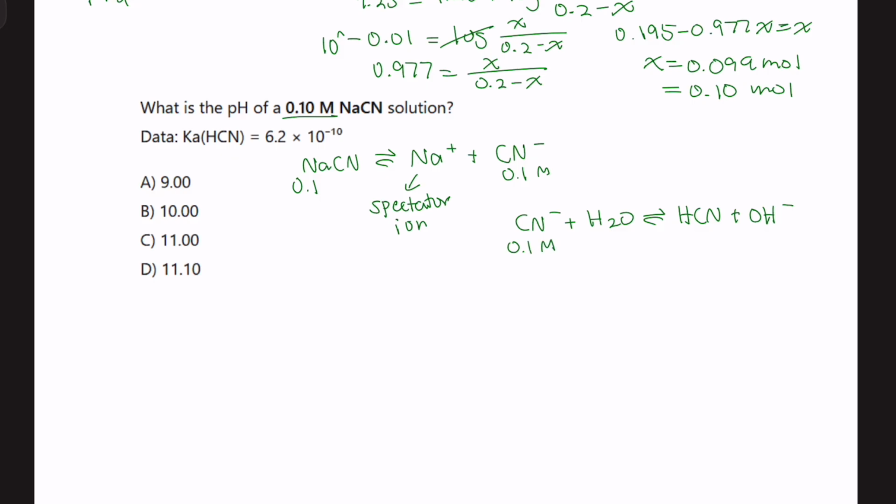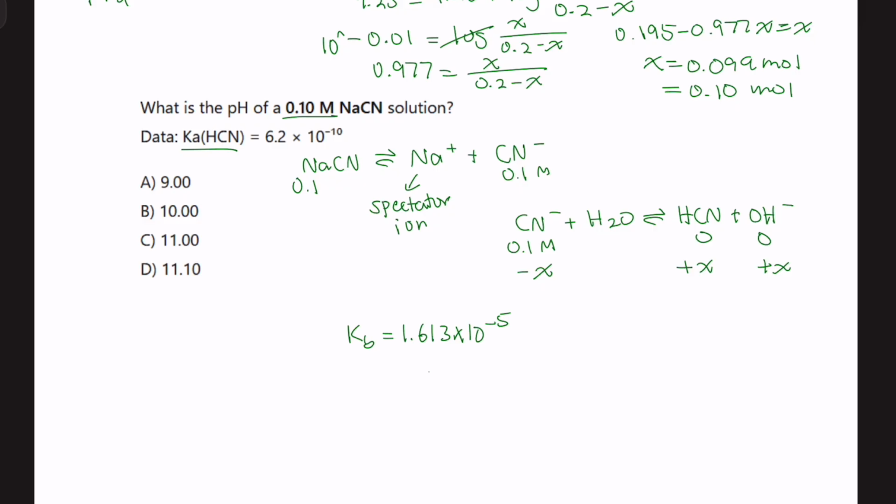So I have this, and now I'll simply use the same ICE table as before. So this dissociates, so minus x, and then these were 0, and then plus x. And I'll use the Ka value. So first I need to find Kb, which is 1.613 times 10 to the minus 5.